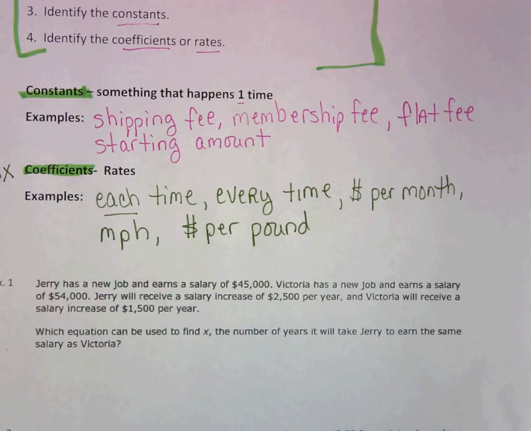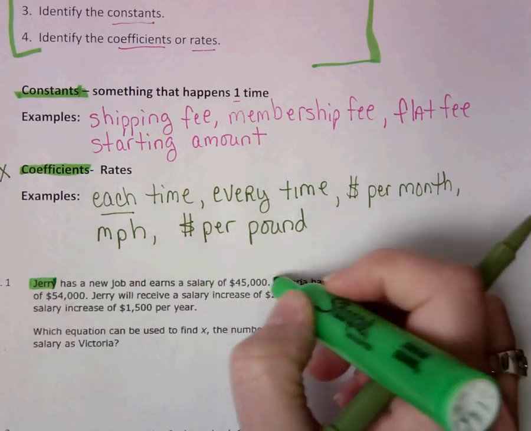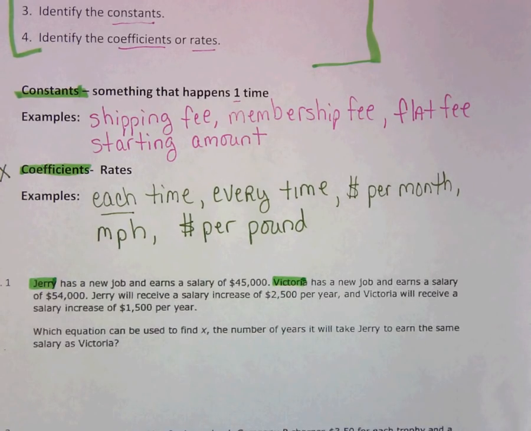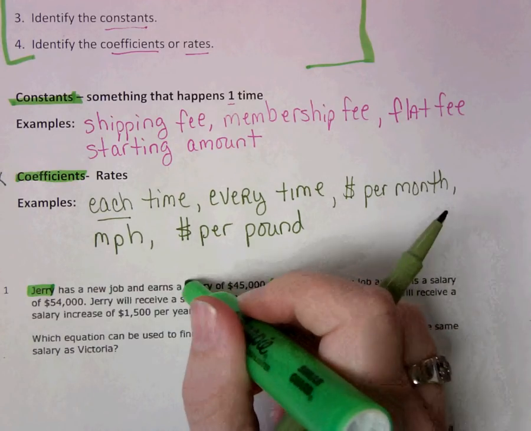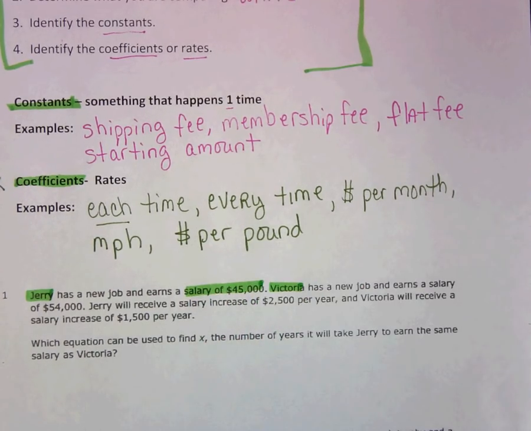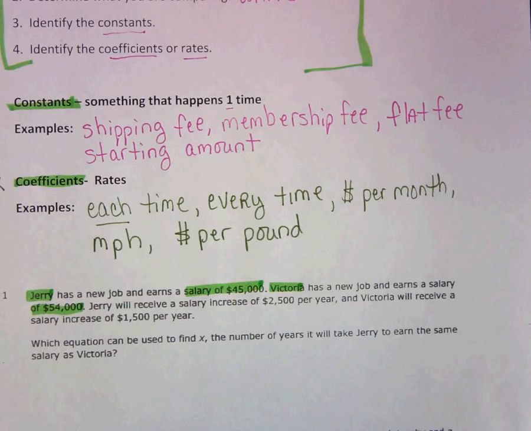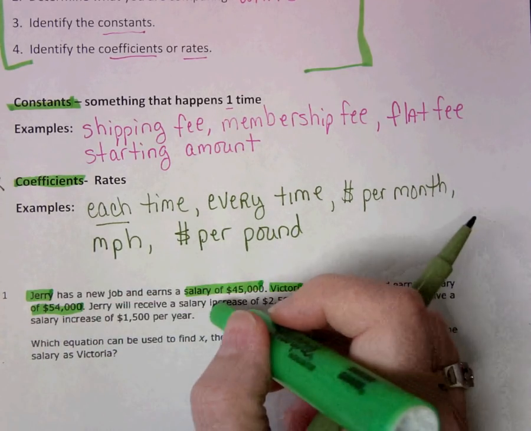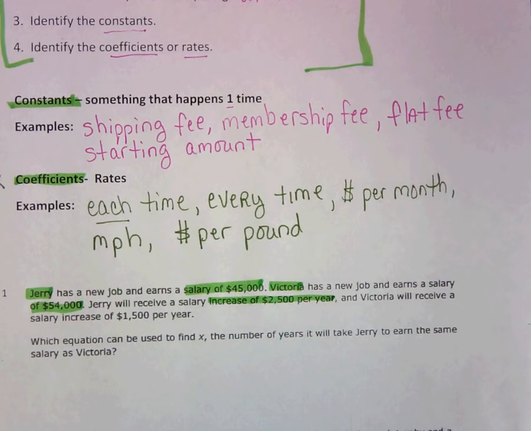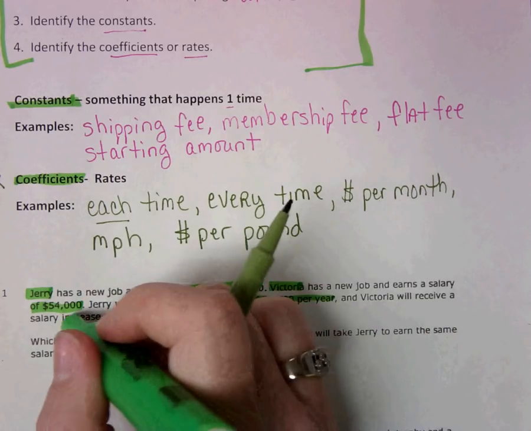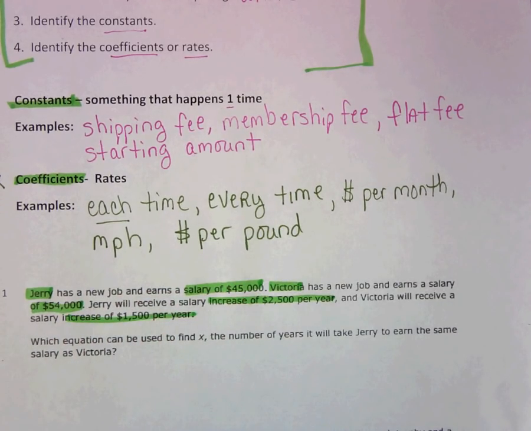What we need to pay attention to here is, first of all, we're talking about Jerry and Victoria. Some important things to notice would be that Jerry earns a salary of $45,000. Victoria earns a salary of $54,000. Jerry's is going to increase $2,500 per year. And Victoria is going to increase $1,500 per year. That's the important information here.